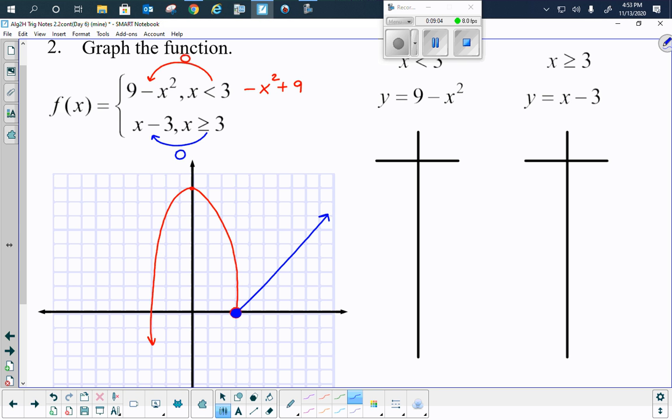Okay, so kind of a weird looking graph, guys, but that's how you do piecewise functions. Just one piece at a time, analyzing what each of them looks like and what the domain is telling you.